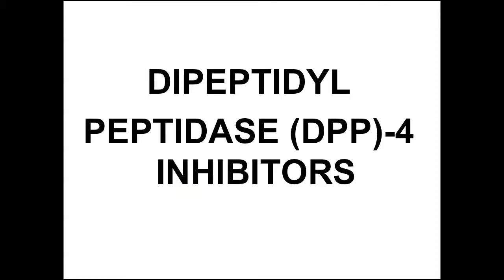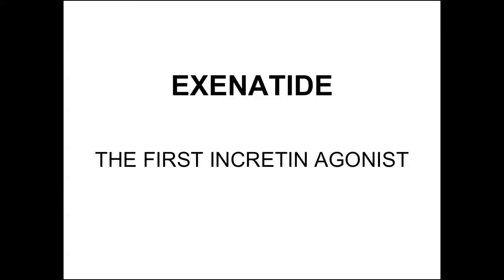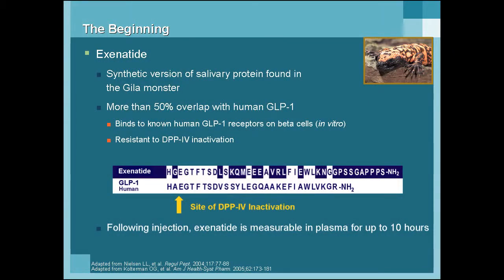Now, there is a class of drugs called the DPP-4 inhibitors. So they inhibit that enzyme so that after we eat, the GLP-1 stays up for a lot longer period of time. The advantage of it is that there's no hypoglycemia when you use it, and it can be given orally. That's the advantage compared to having to inject another one of those class of drugs. And the disadvantage is that you don't lose weight on it, and it's very expensive, and so far it's not available in the county.